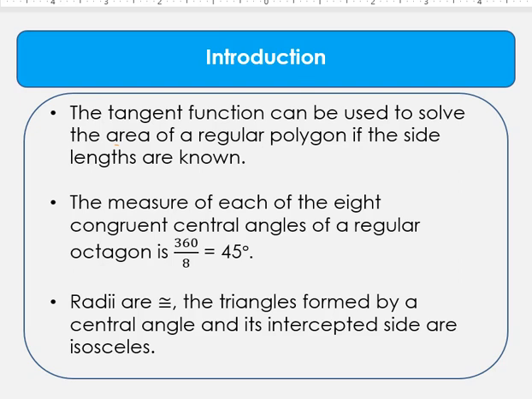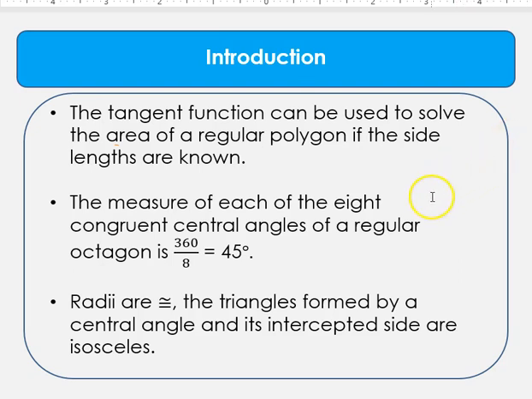So let's begin. The tangent function can be used to solve the area of a regular polygon if the side lengths are known. If you remember, the formula for area of a regular polygon is 1/2 AP. Sometimes you don't have all the information, so we're going to do a little bit of review to remind you what we've learned in the past, and then solve some of that information using trig ratios.